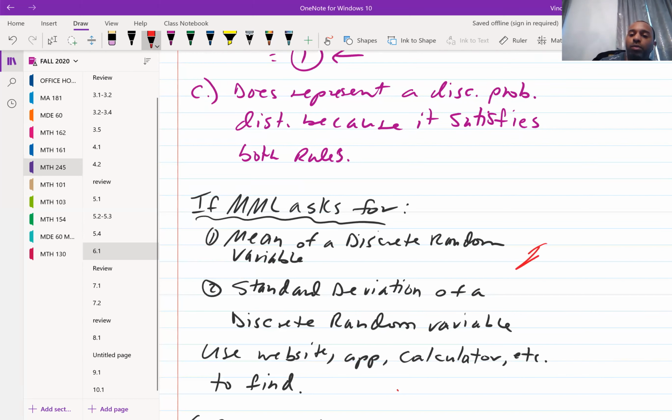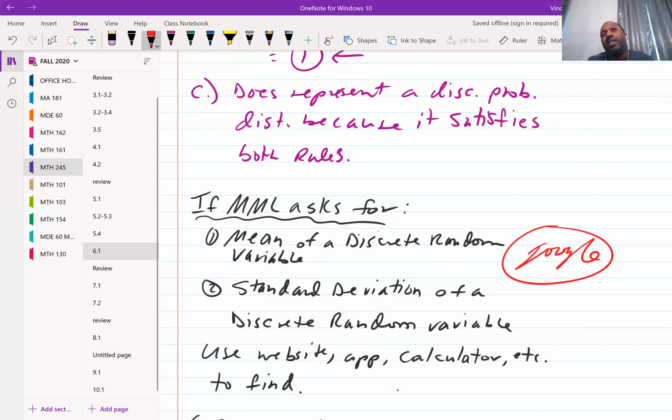If you Google mean of discrete random variable or standard deviation of discrete random variable, it'll give you plenty of websites. All they're going to ask for is for you to type in the data values and hit enter. So that's all I'm going to need from you on that. Just find something reliable that can calculate that for you.